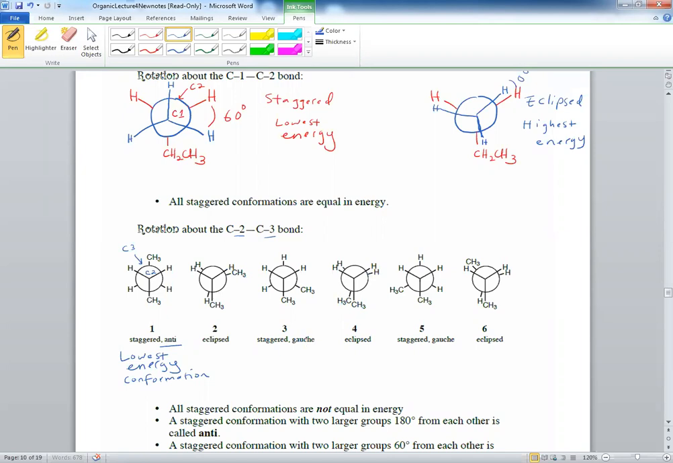But let's look at intermediate. What happens? Well, we have one that's called gauche. Gauche, that's how it's pronounced. It's a German word. And it is basically when you have them 60 degrees apart from each other. So when you have those methyl groups 60 degrees apart from each other. So if you look here, this angle is a 60-degree angle between those 2 methyl groups. So this is where we say that the 2 largest groups are 60 degrees from each other.